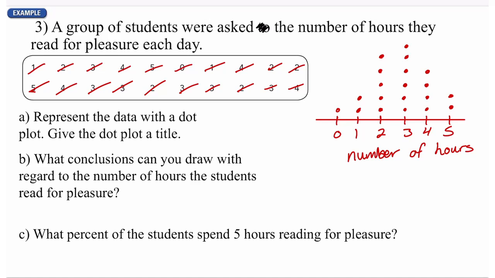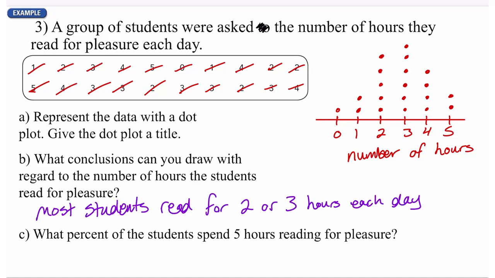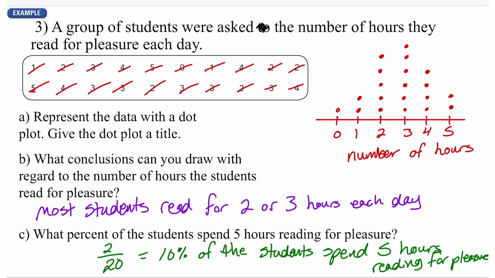Well, I would say most students. What percent of the students spend 5 hours reading for pleasure? Okay, since they're asking for percent, we need to know how many total students were in the survey here. We know that 2 of them read 5 hours. We need to know how many total. You could, of course, just count up the number of numbers that we have in this rectangle. You could count up the number of dots that you have total. The total is 20, so that's 10%. 10% spend 5 hours reading for pleasure.